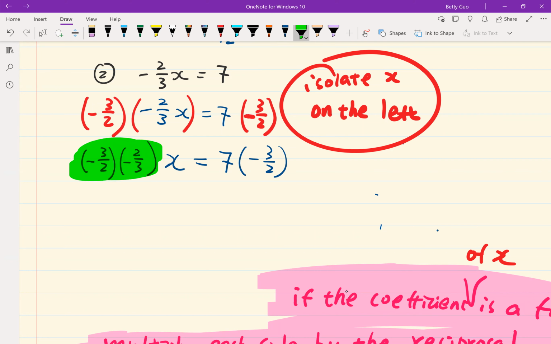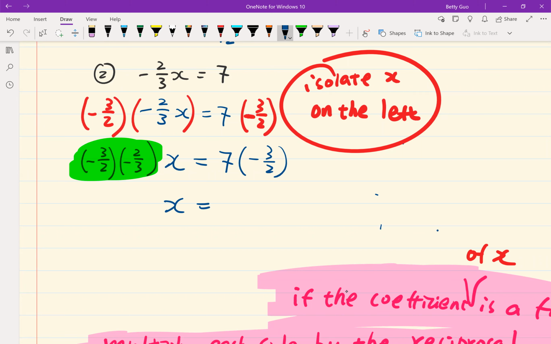And tell me what's the value of the green part? 1, yeah. The multiplication of two numbers that are reciprocals of each other is 1, right? Does that make sense? It's not 0, okay? It's not 0, it's 1. So we have 1 times x. But that's how x is isolated.